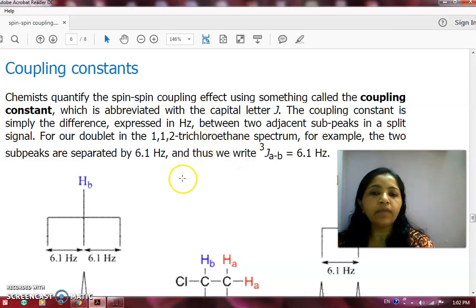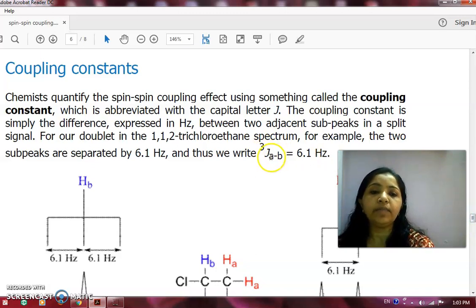neighbors. Are these neighbors in a similar environment, or in different environments among themselves? How can we tell this? Here, let us take an example. We have the compound 1,1,2-trichloroethylene spectrum, and there we have seen two peaks. One is a doublet and another one is a triplet. In the doublet, the J value is 6.1 hertz.